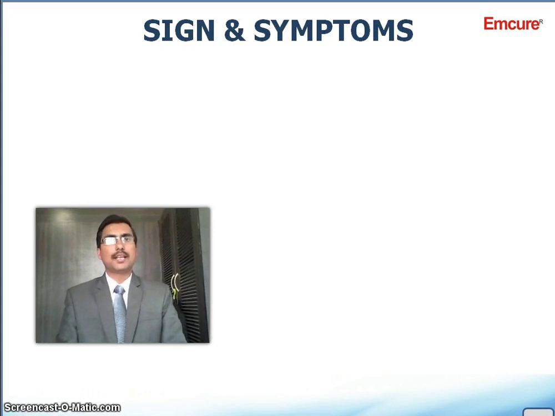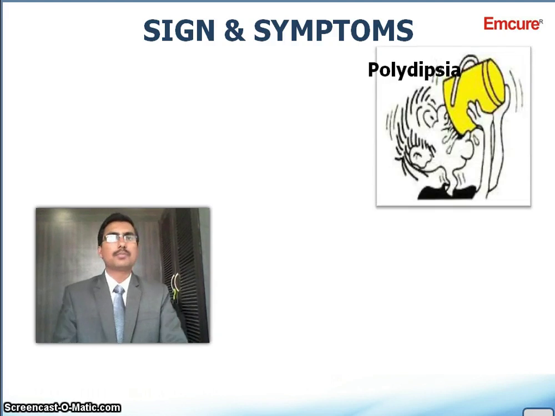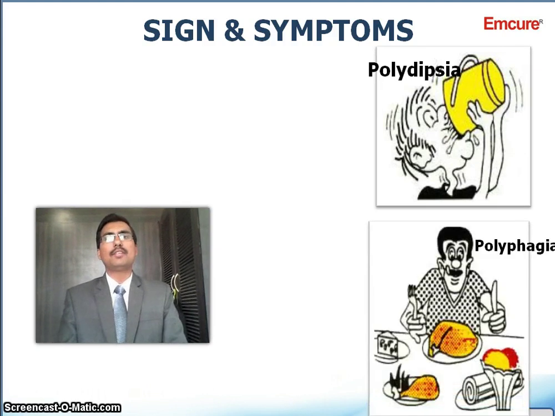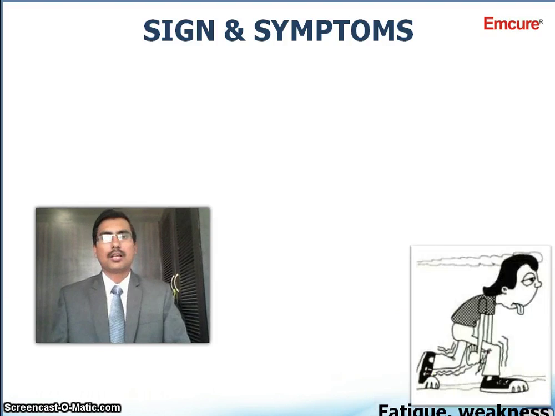Before we understand the signs and symptoms of diabetes, let me tell you that there are 5 major signs and symptoms of diabetes, and after understanding these signs and symptoms, doctors understand whether the person is suffering from diabetes or not. First one is polydipsia. Polydipsia means excessive thirst. Then polyphagia. Polyphagia means excessive hunger. Then fatigue or weakness.